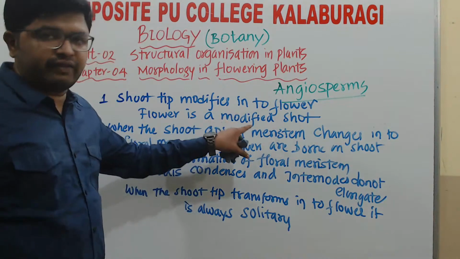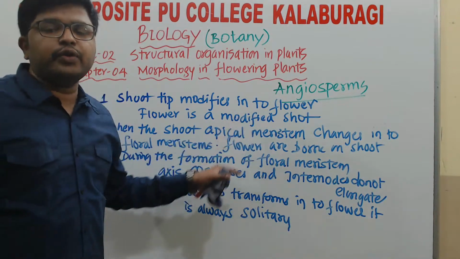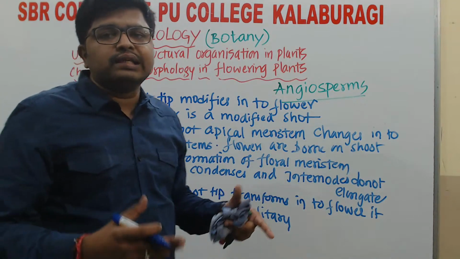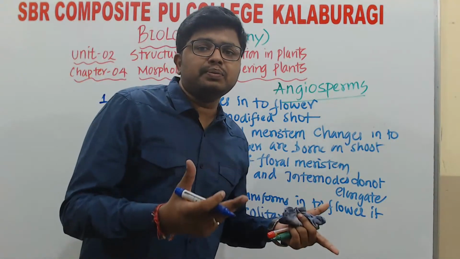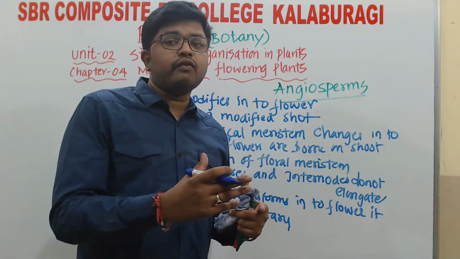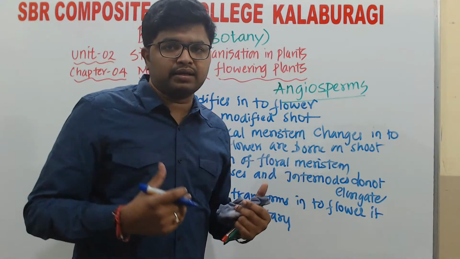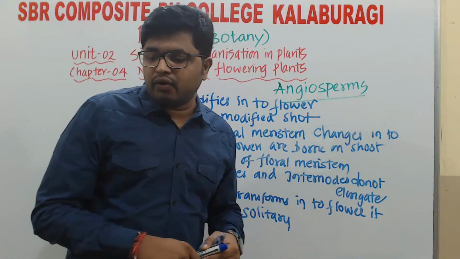Okay. Now, what is the definition of inflorescence? I have given you a brief on how the flower is formed. Now we are going to understand what is the inflorescence. Now, what is inflorescence? The arrangement of the flowers on the floral axis of a plant, we call it inflorescence.